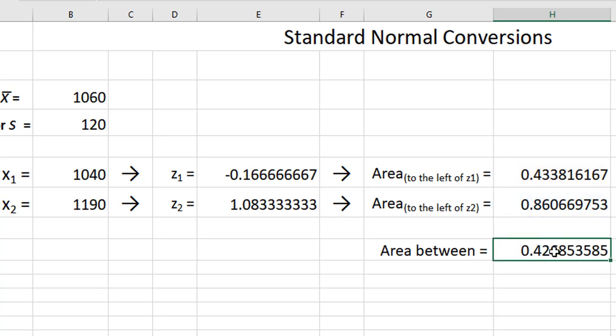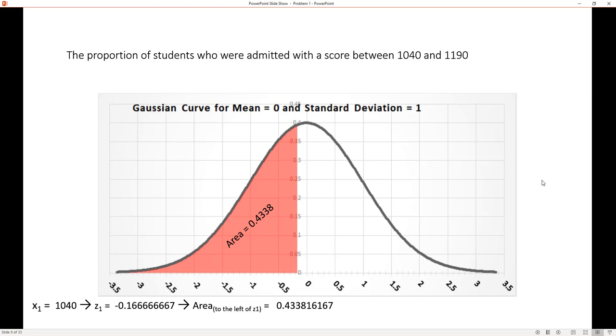Going back to the original problem, the number of students scoring between 1040 and 1190 at this particular college, which had a mean of 1060 and a standard deviation of 120, we know that the proportion of students that scored between these two values is approximately 42.69%. Let's take a look at the diagram.